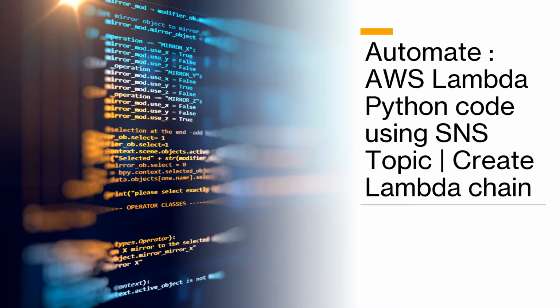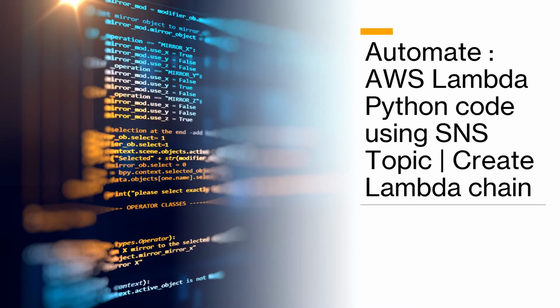So let's get started. In this video, I'm going to tell you how we can create chains of AWS Lambdas, one Lambda triggering another Lambda. It is something like we are writing the output of one Lambda as an input in another Lambda, and completely automating the process, where the first Lambda triggers automatically and sends some response to an SNS topic, and then that SNS topic triggers another Lambda. So let's get started and see how it goes.